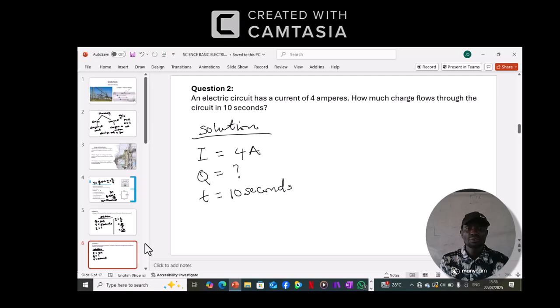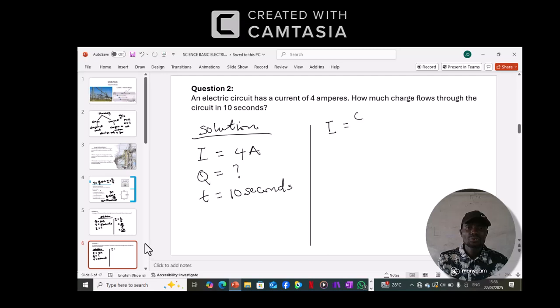10 seconds. So you write out the parameters in the question like this. When you write it out like this, it helps you to pick the formula you want to use. Okay, now let's see this. Let's write the formula.